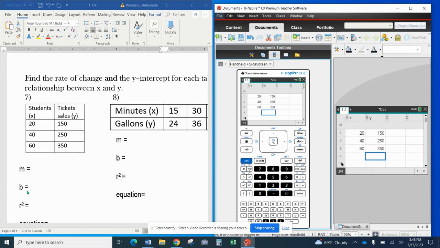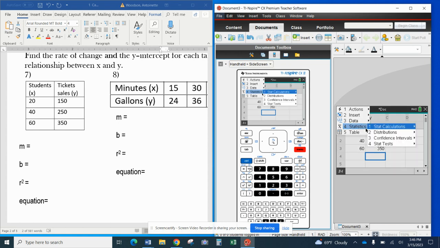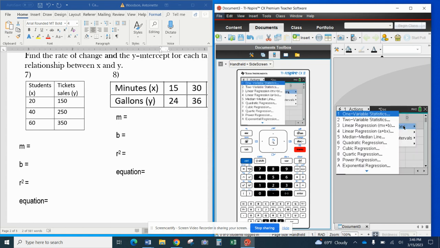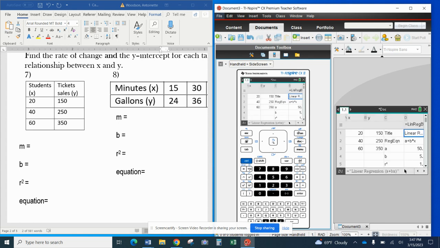We're going to answer all these questions that we have here. We're going to find M, we're going to find B, we're going to find the R squared, and then we're going to write the equation. So we press menu, stat calc, linear regression, because they told us in the problem it was a linear relationship. We named our X column X. We named our Y column Y. We don't need to change anything else, so we click OK.